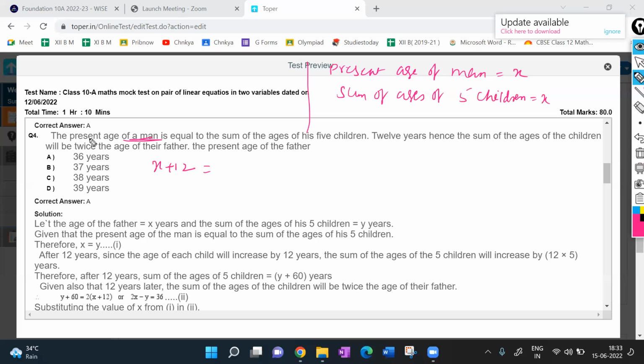36. How many have you got? 36? Sir, it will be 12 plus 60, sir. With X plus 12 into 5. It will be X plus 12 into 5, sir. Acha, you are saying 5 children, so X plus 5 into 12. Yes, sir. Why? Because 5 children are there, so 12, 12, 12, 60. Yes.